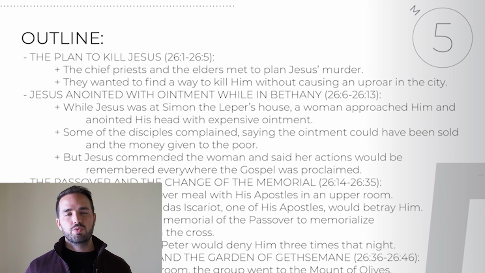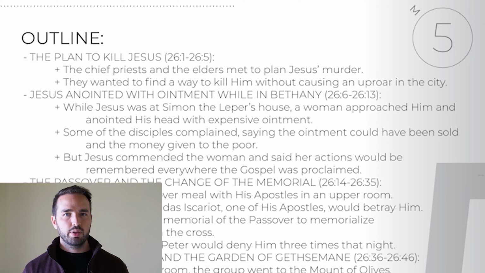In verses 6 through 13, Jesus is anointed with oil in the town of Bethany. Jesus was at the house of a guy named Simon. Simon is described as being a leper, or he was a leper at one point. He had leprosy. Jesus is in this house, and there's this woman who comes up to him, and she starts anointing him with this very expensive ointment.